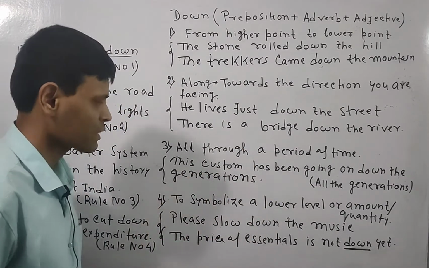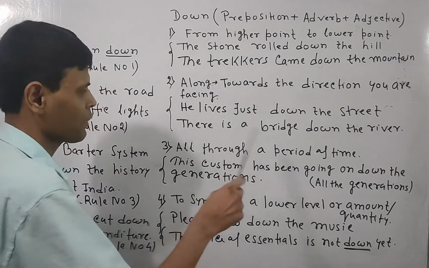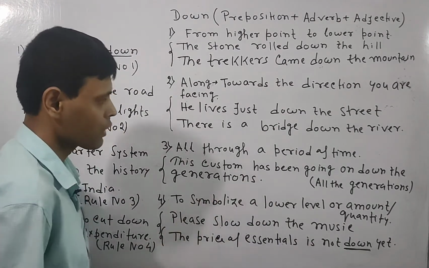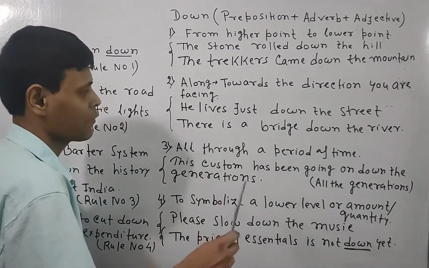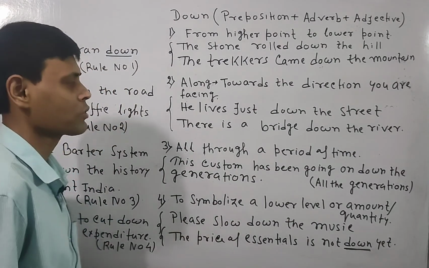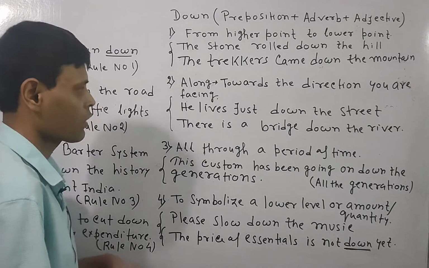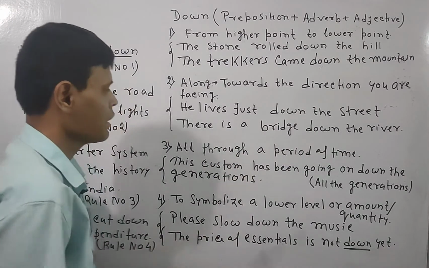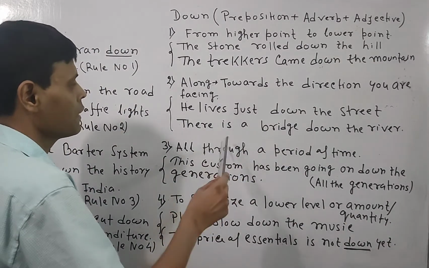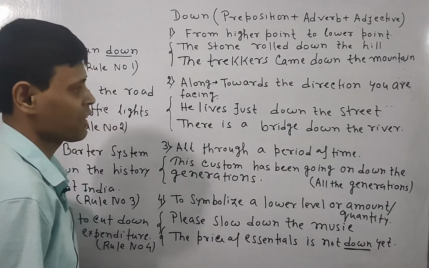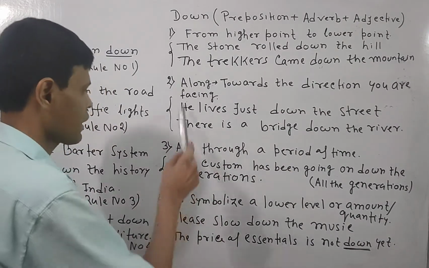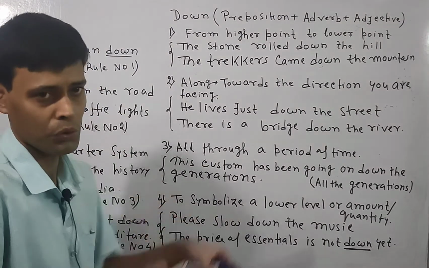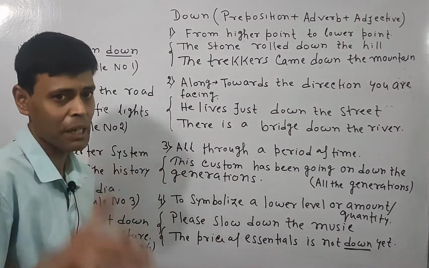Now the next example: there is a bridge down the road. There is a bridge facing the river. There is a bridge along the river. So we can also use down while mentioning along, or towards the direction you are facing. He lives just along the street. He lives just towards the direction where the street is located. Again, there is a bridge down the road, there is a bridge along the road. It is particularly called the horizontal preposition.